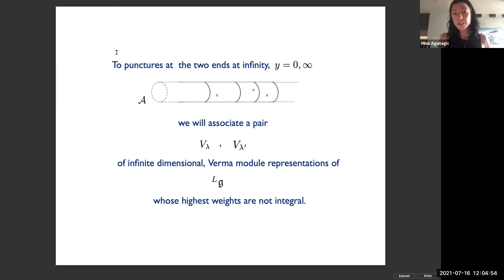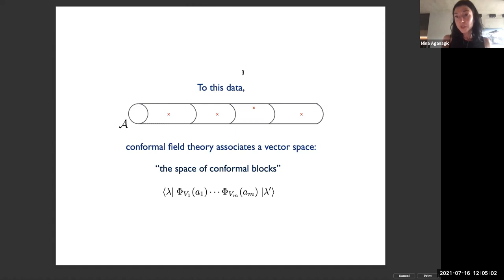So to punctures at the two ends at infinity, we'll associate a pair of infinite dimensional representations whose highest weight is not integral. To this data, conformal field theory associates a vector space, a space of conformal blocks. This is a space that the quantum group will act on, and it's very important for us that it's not just an abstract space, but it actually comes from something. It's a space of conformal blocks.